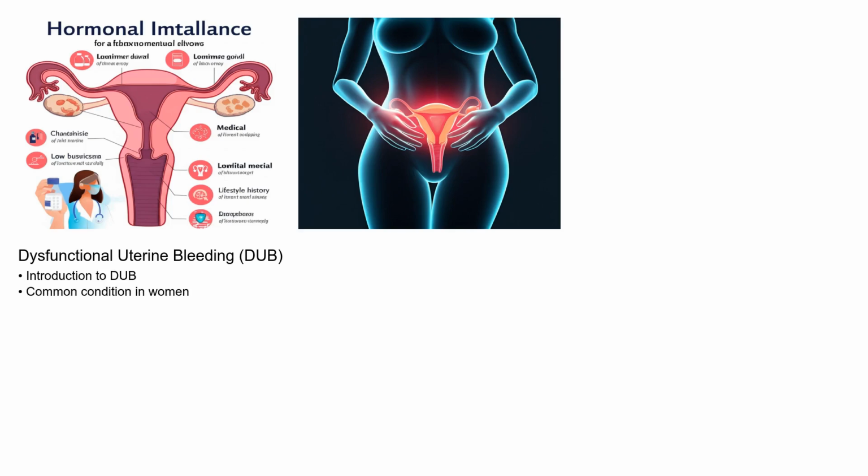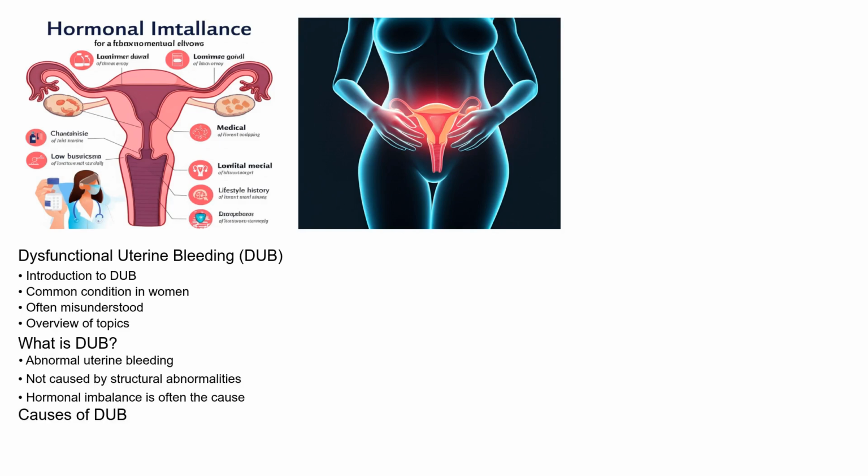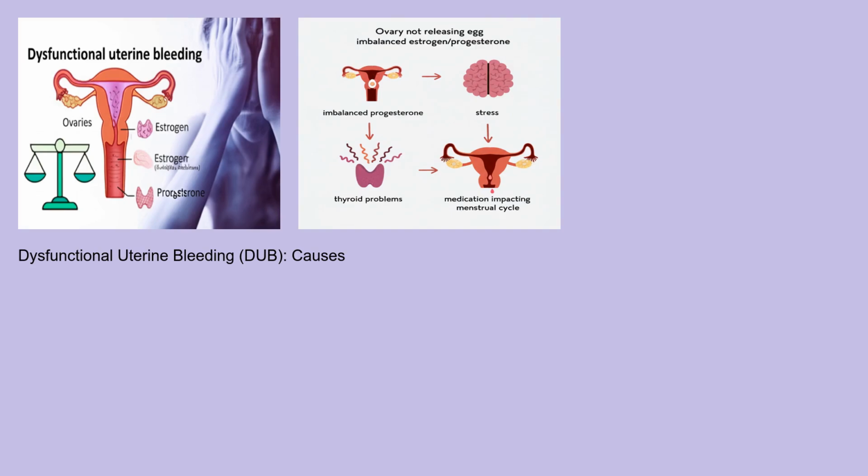Hello and welcome. Today we're diving into a common yet often misunderstood condition affecting women, dysfunctional uterine bleeding or DUB. We'll explore what it is, what causes it, how it's diagnosed and treated, and what you should know to manage this condition effectively. So, what causes DUB?